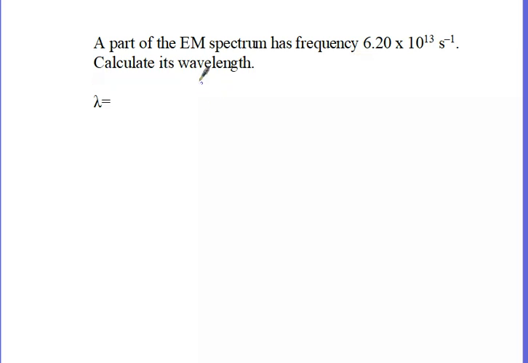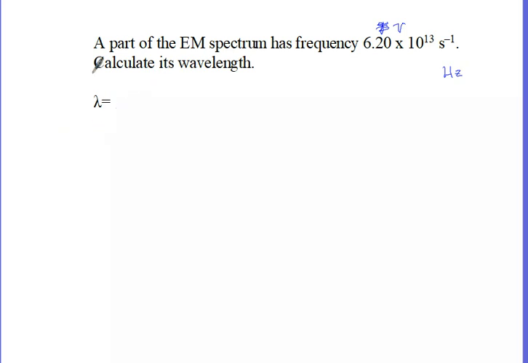So here's one that says a part of the electromagnetic spectrum has a frequency of 6.20 times 10 to the 13th hertz, or per second, or cycles per second. So this is the same thing as big H, little z. So you know what its frequency is in the problem. Now all you need is some kind of mathematical relationship that relates your nu, your frequency, to your wavelength, your lambda. Well, we do have a mathematical relationship for that.